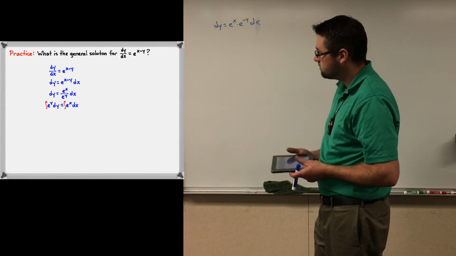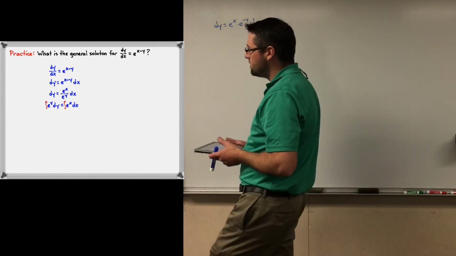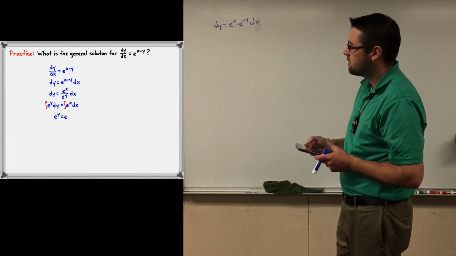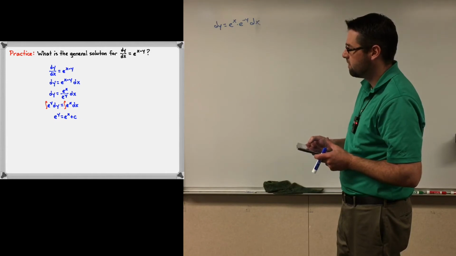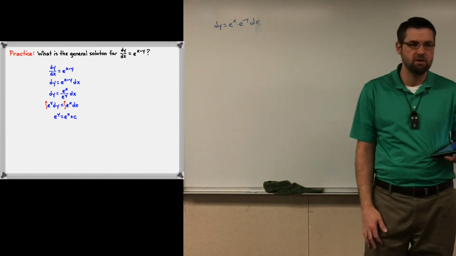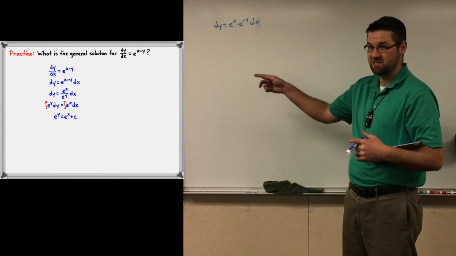Now we're going to take the integral. What is the antiderivative of e to the y dy? E to the y. What's the antiderivative of e to the x? E to the x plus c. Now, it's asking for the general solution, so we don't have an initial condition, but what do we have to make sure we do? We got the plus c.